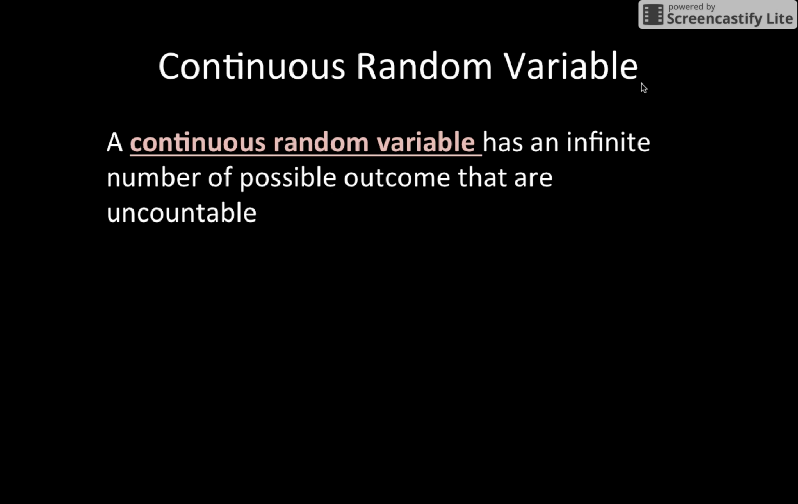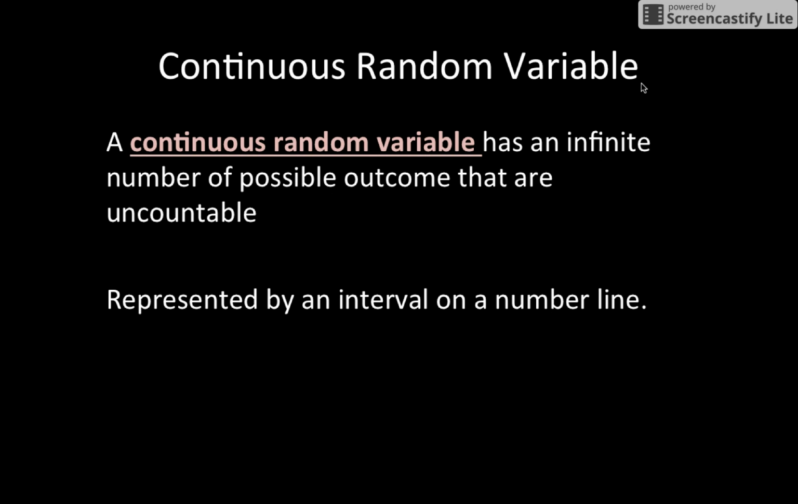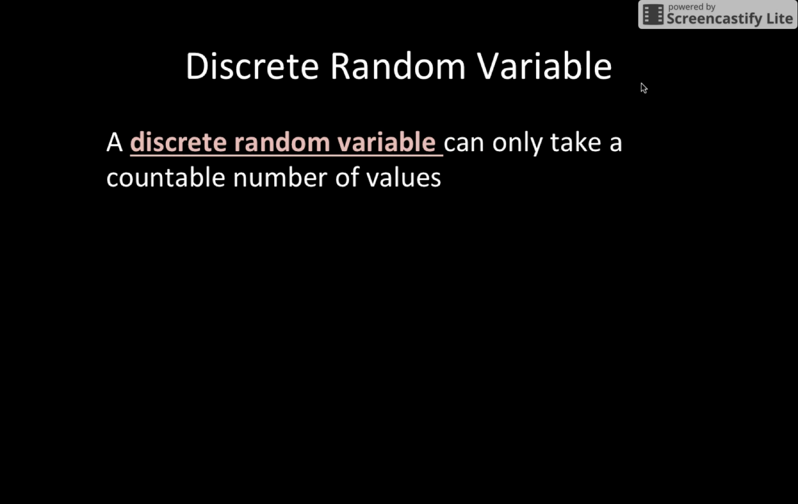A continuous random variable has an infinite number of possible outcomes that are uncountable. It's represented by an interval on a number line. A discrete random variable can only take a countable number of values.